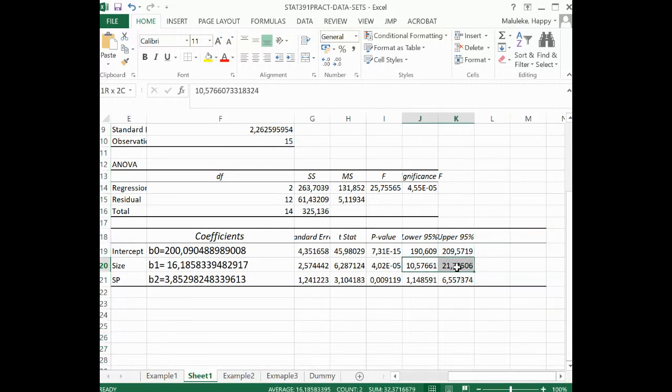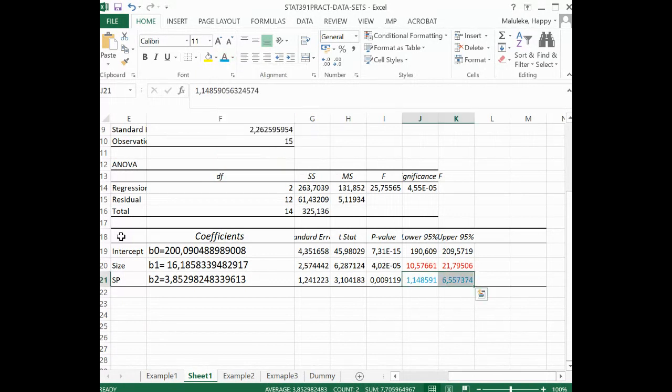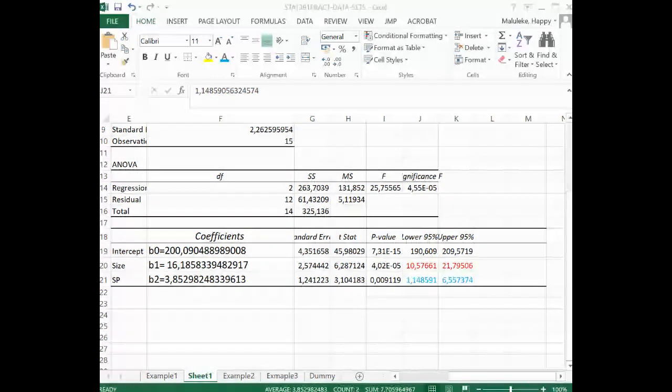The confidence interval for beta 1 is the one that I indicated in red. The confidence interval for beta 2 is that one. Based on those two confidence intervals, do we really need both of these independent variables, or do we need only one of them, or do we not need any? Based on those confidence intervals?